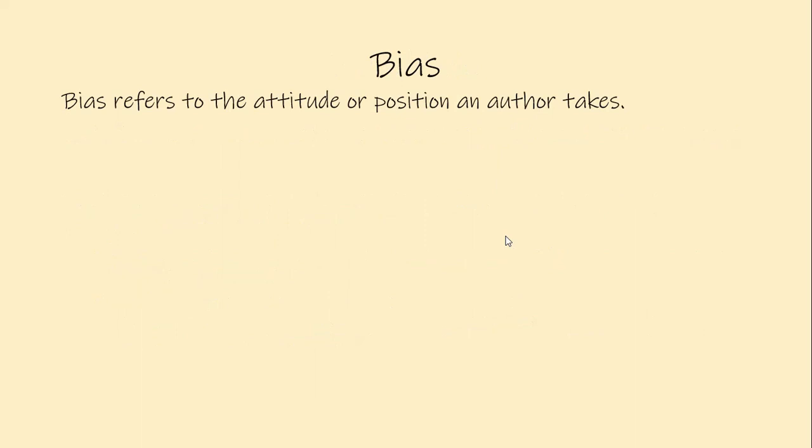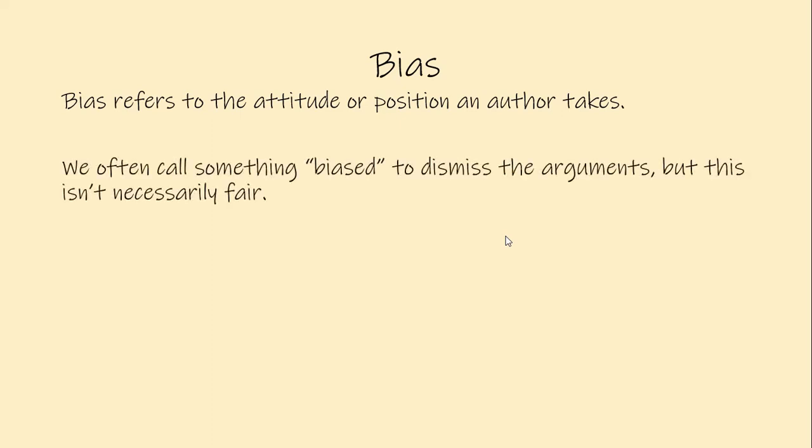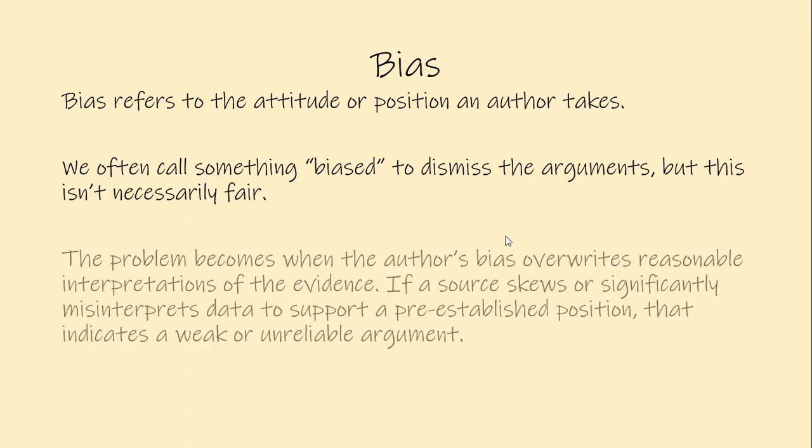And then the last component of the CARB system is bias, which is about the attitude or position that an author takes. Now, I have my own distinct and very strong feelings about bias, which I'm going to try and keep to a minimum in order to make this more usable for you. But the key thing for me is that when we dismiss an argument as being biased, this isn't necessarily fair to the argument, and it's not necessarily that useful for us as researchers.